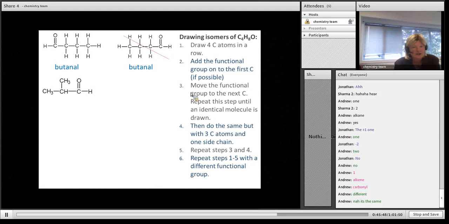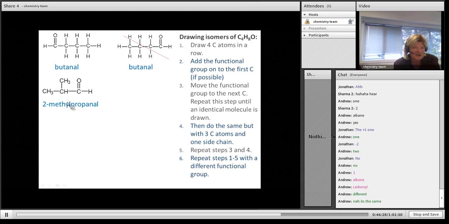Now I'm going to do the next step, which is number 4. You do the same thing, but you make the parent chain shorter and you put on side chains. So I can actually take those 4 carbons and make it just 3 with 1 side chain. And that will be then 2-methylpropanal. I can't move that onto this carbon because this carbon already has 4 bonds on it, so I can't make it 1-methylpropanal. And I can't move it onto the last carbon because then it simply becomes butanal again.